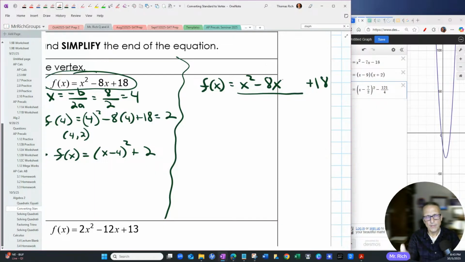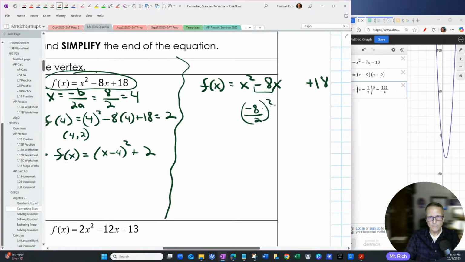Now, how do I pick what that number is going to be? Well, it's pretty easy. I'm going to take this middle coefficient, the negative 8 in front of the x, divide it by 2, and square it. Negative 8 divided by 2 is negative 4. And then when I square that, I get a plus 16.